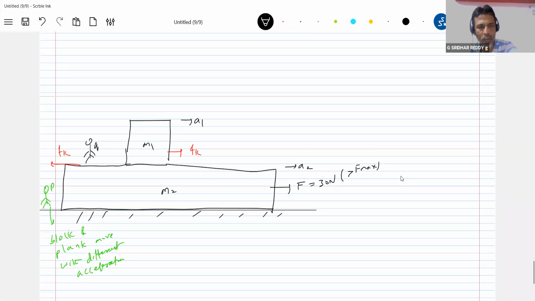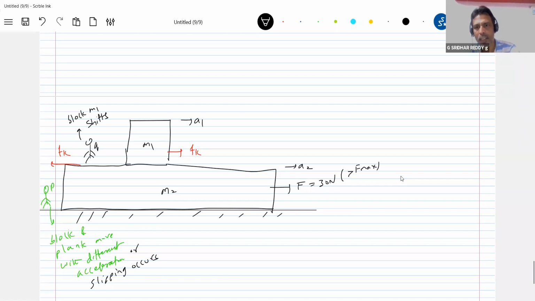So don't show pseudo force. We are discussing with respect to the ground now. So what will be its comment? Its comment will be that block M1 shifts or slips. The block and plank move with different accelerations, or slipping occurs. Okay, fine. So let's write the equations now.